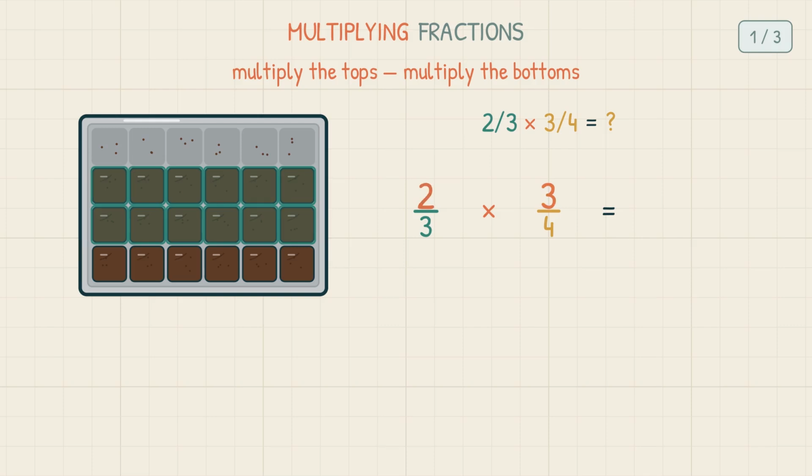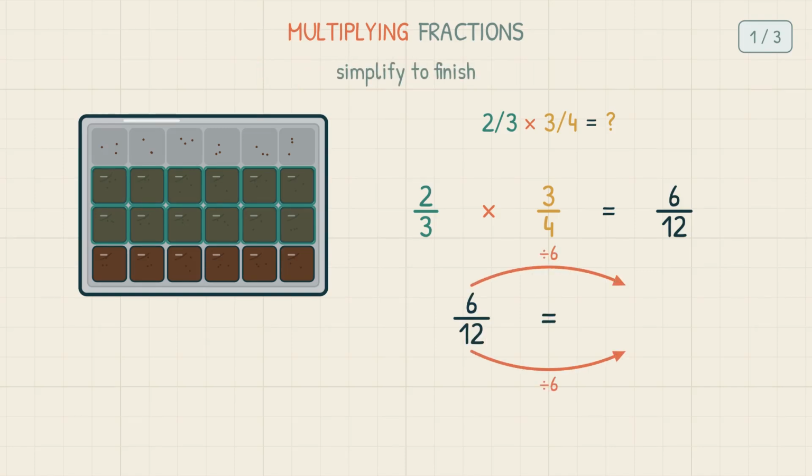Multiply the tops. 2 times 3 is 6. Multiply the bottoms. 3 times 4 is 12. 6/12. 6/12 simplifies. Divide the top and the bottom by 6, and it's 1/2.